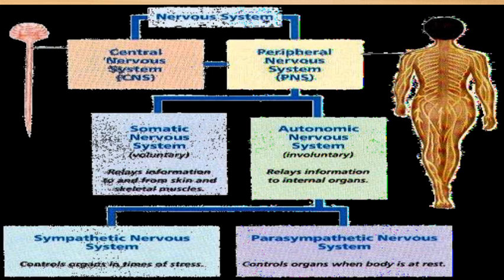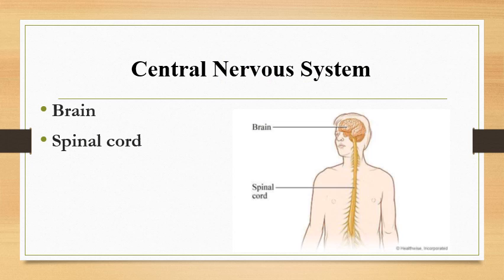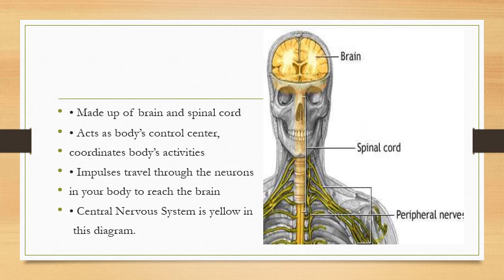So coming to the next point, we need to know first about the CNS, that is the central nervous system. It generally includes two parts, that is the brain and spinal cord, which is available in the diagram. So it is made up of the brain and spinal cord, which is looking yellow. You can see in the diagram that the yellow mark represents the CNS.